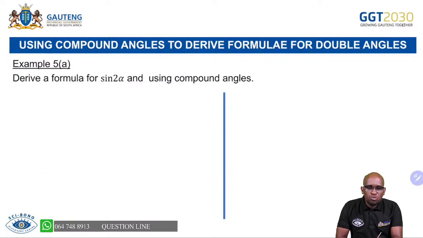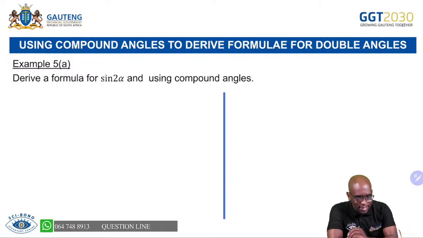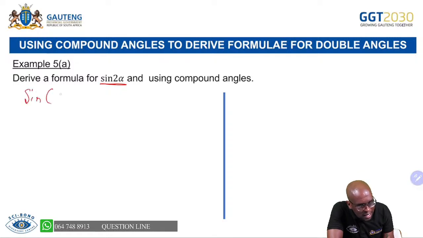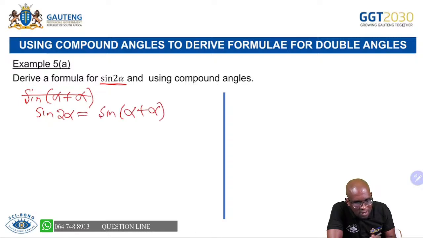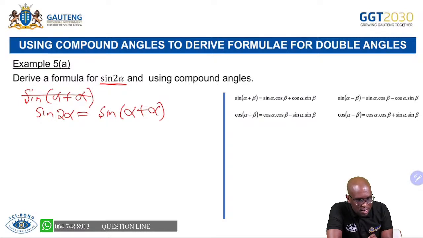Now we are going to use compound angles to derive formulae for double angles. Let's first derive the formula for the sine of 2 alpha. So this as a compound angle is alpha plus alpha. Sine 2 alpha is written as what? Sine of alpha plus alpha. So we can actually use our glossary here in terms of sine alpha plus alpha.